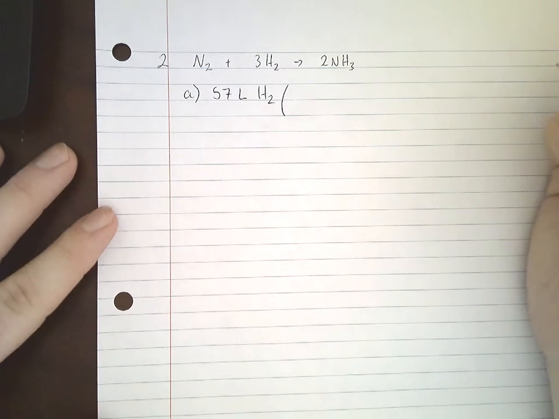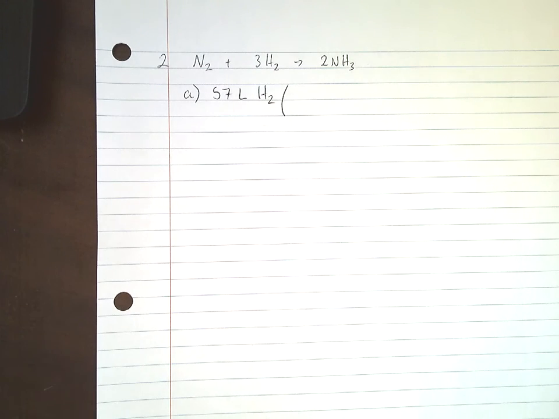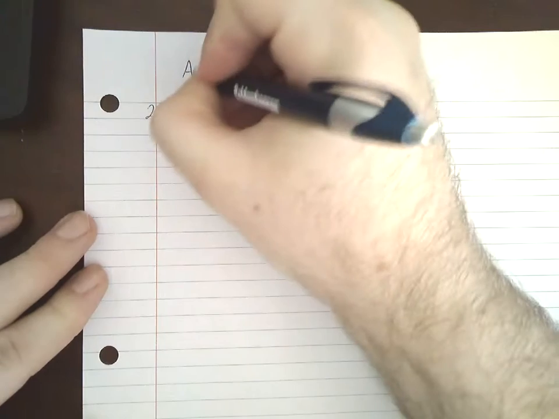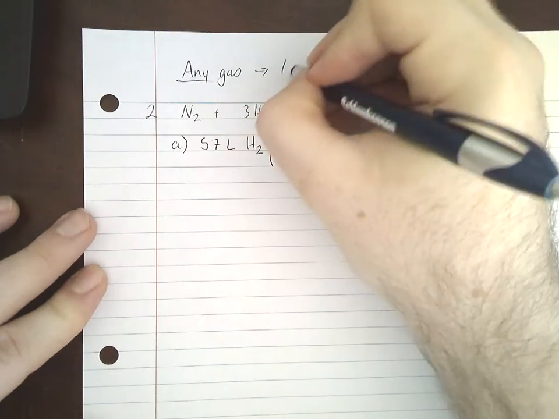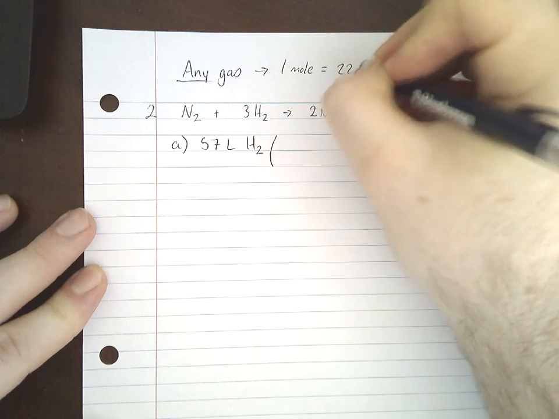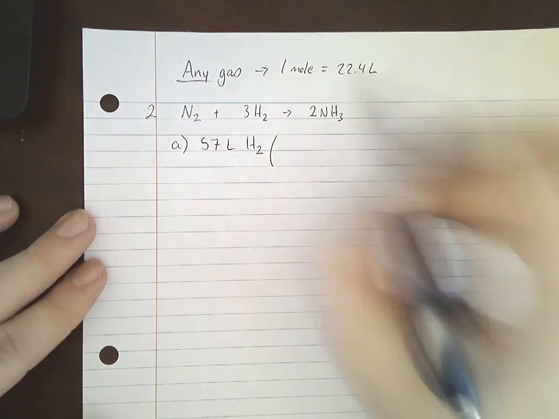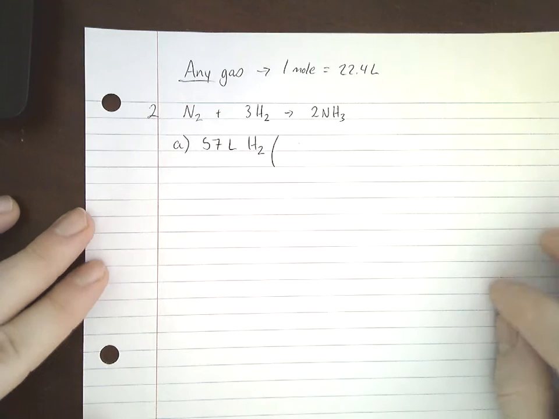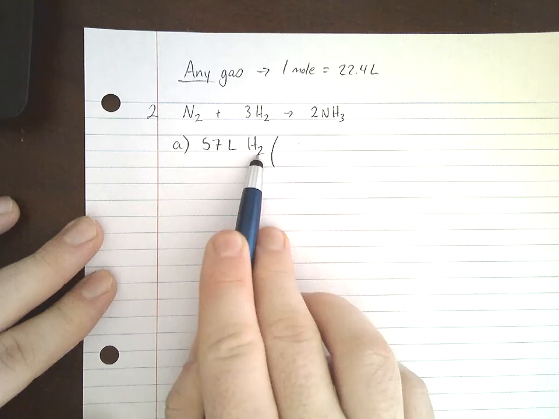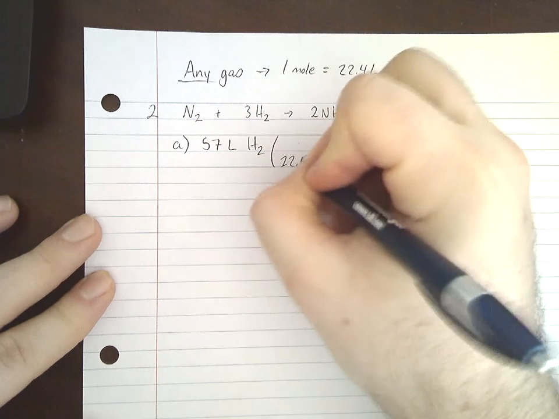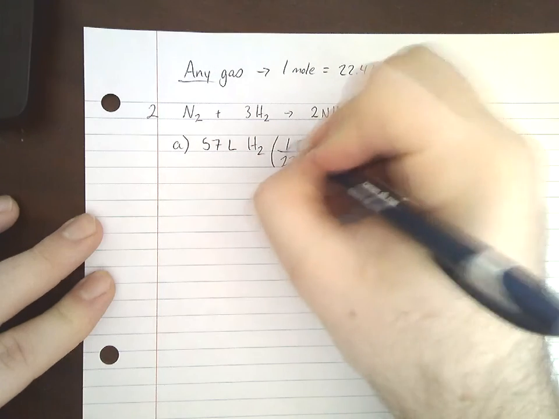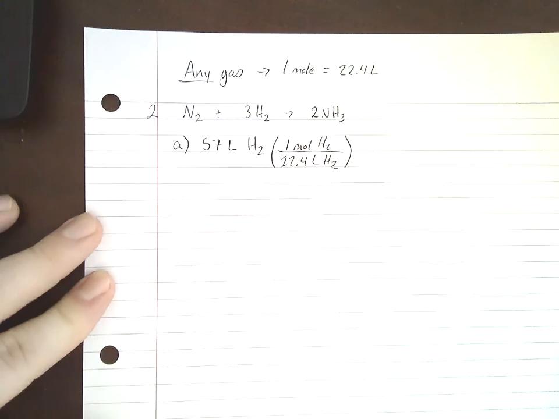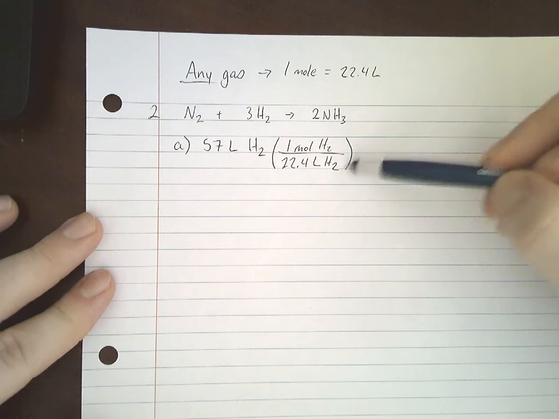So, in order to do that, we are going to use the volume of 1 mole of gas at standard temperature and pressure. Remember that for any gas, it doesn't matter what the gas is, 1 mole of that gas is equal to 22.4 liters. So we're going to use this in order to set up our first conversion factor. We need to cancel out liters of hydrogen, so we're going to put liters on the bottom here. So 22.4 liters of hydrogen is equal to 1 mole of hydrogen. Since those two things are equal, that's why we can set them up this way.